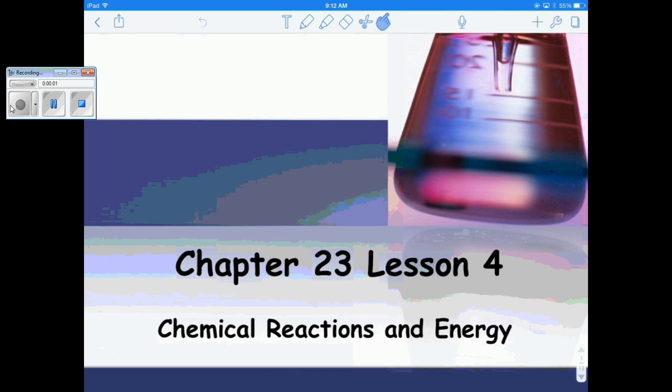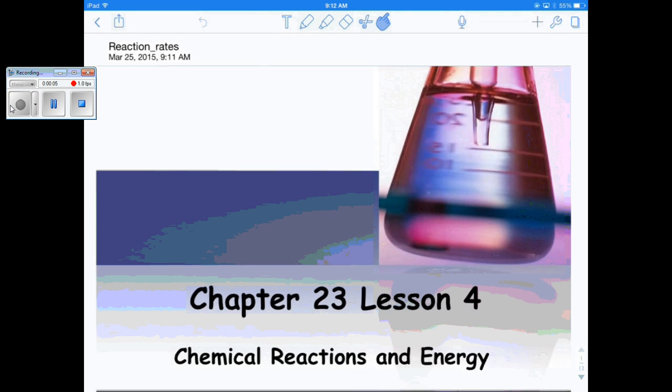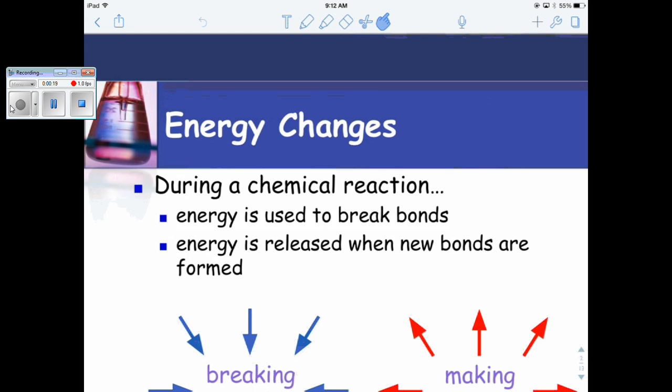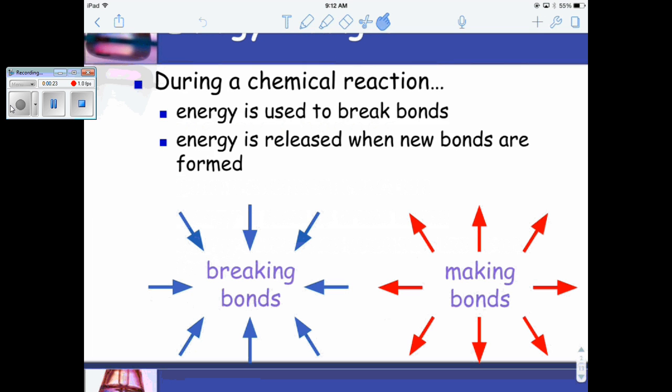This PowerPoint is going to get into chemical reactions, the rate of reactions, and how energy is either needed for some reactions, or how it either emits energy or absorbs energy from its surroundings. During a chemical reaction, energy is used to break bonds. Energy is released when new bonds are formed.